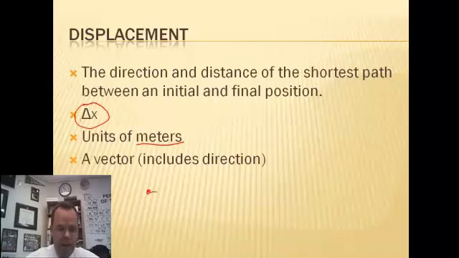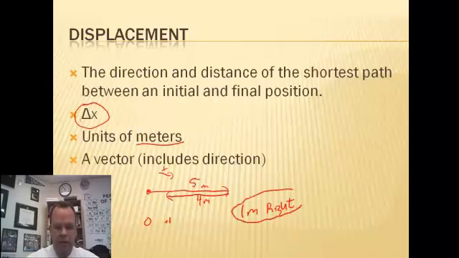So we go back to that same example we had before. Someone walks 5 meters to the right and then 4 meters to the left. Their original position was 0. Their final position is plus 1 if I'm making to the right positive. So the displacement here would be 1 meter positive or to the right. So it's just the distance and direction from the initial position to the final position, regardless of the path that they traveled. So they walked a distance of 9 meters, but their displacement is only 1 meter.